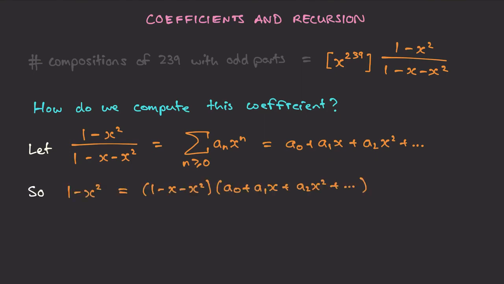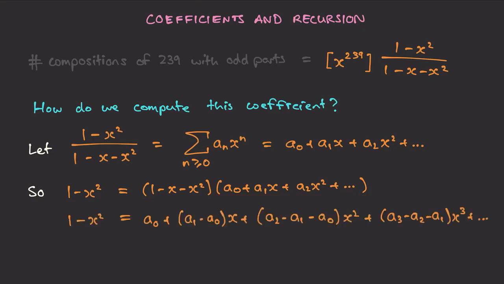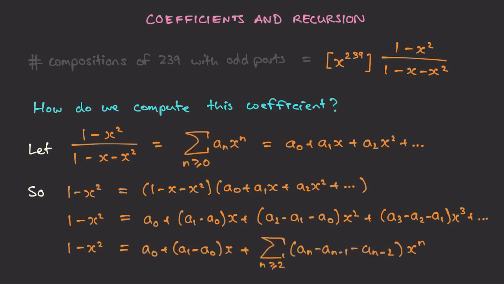This gives us an equation saying that 1 minus x squared is equal to (1 minus x minus x squared) times the series we're interested in. We then rearrange to collect like terms on the right-hand side, and then clean the right-hand side up using sigma notation.